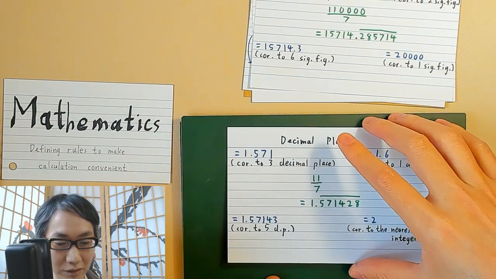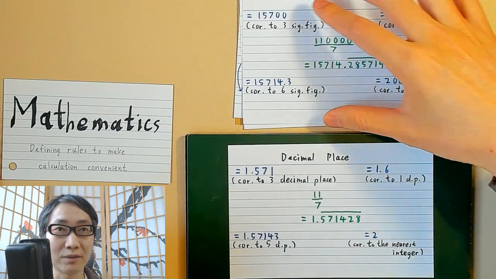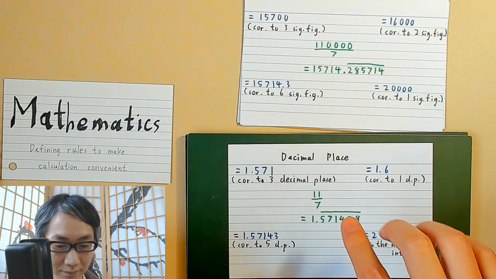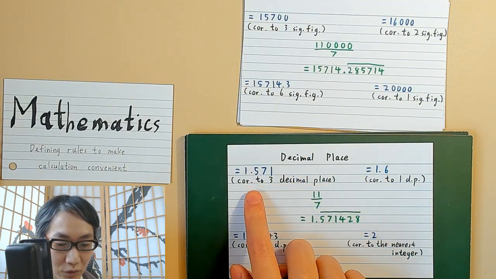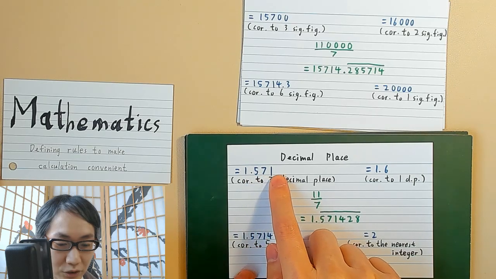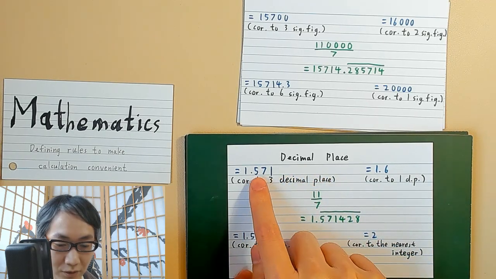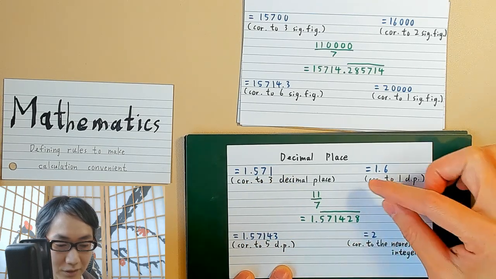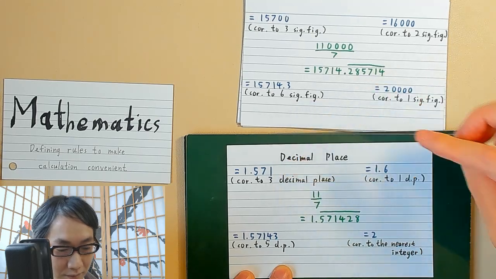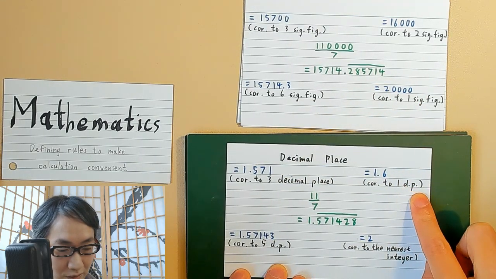Apart from using significant figures, we can also use decimal places. This is correct to 3 decimal places. So basically we are counting, next to the dot, how many digits do we place? Or how many decimal places do we use? So next to the decimal dot, 1, 2, 3 from here. This is the exact value, this is the approximate, and then this is 1.6. This is 1 decimal place.